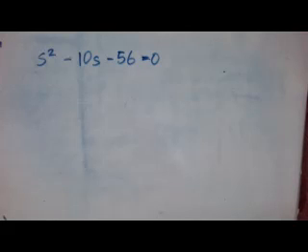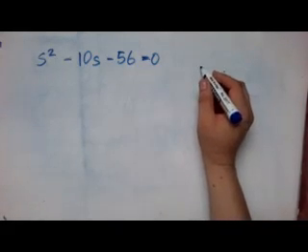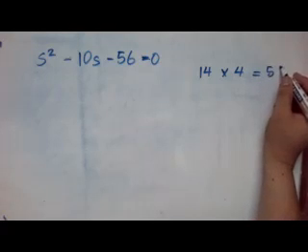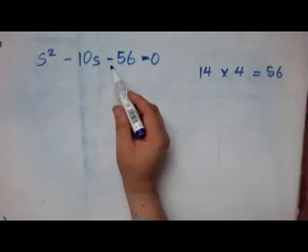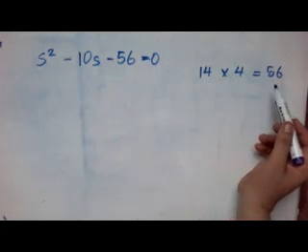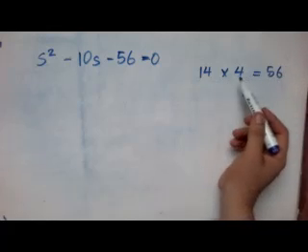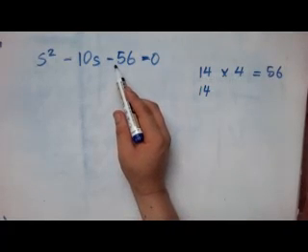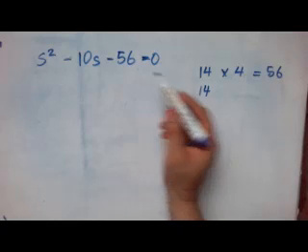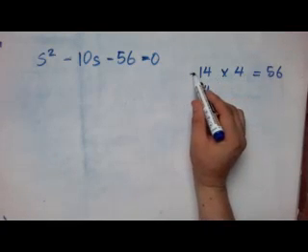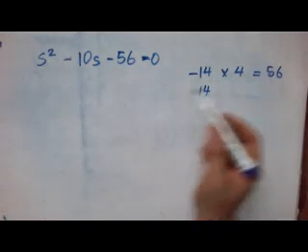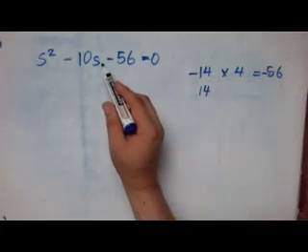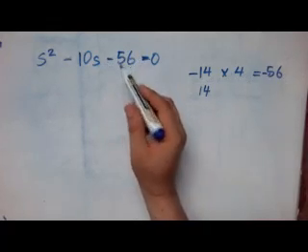So for the multiplication, we've gotten 14 times 4 will give us 56. But note that the 56 we have here is negative. This is positive, which means one of the numbers we are multiplying must be a negative number. To get this minus 56, we need to place minus on the bigger number, 14. So minus 14 times 4 will give us minus 56. So that we'll get this, minus 56. That will now guide us.